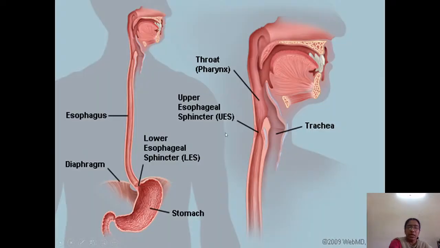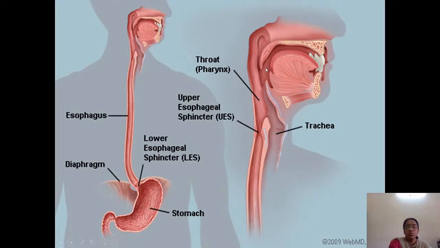Now you can see here the pharynx. This was the nasopharynx, this is the oropharynx, and this is the laryngopharynx, which continues downwards as the esophagus. So this is how it is continuous. Because this was already covered, I have only given a gist: what is the pharynx, what are the types, what is the division of the pharynx?